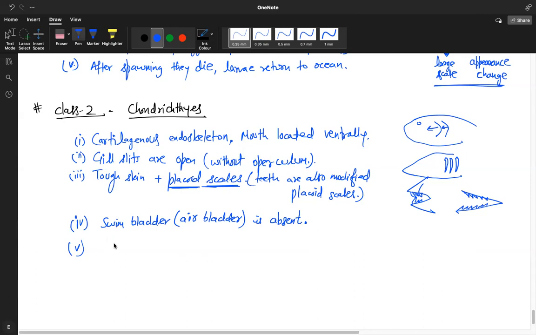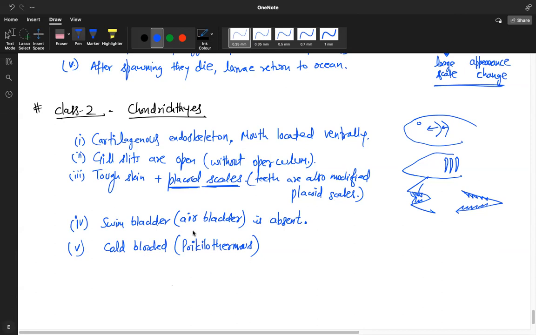But the fifth point that I will put is that they are cold-blooded, and cold-blooded animals are called poikilothermous. The word thermos is for temperature or heat, and poikilo means not able to regulate. Is it clear? So they are cold-blooded. They cannot regulate their body temperature.